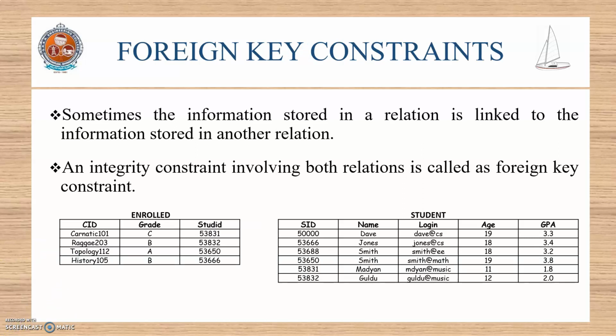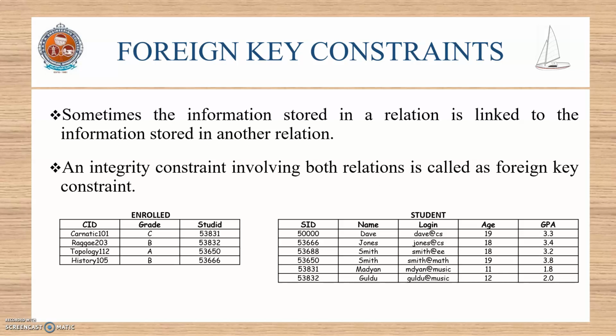Foreign key constraints. Sometimes the information stored in a relation is linked to the information stored in another relation. If one of the relations is modified, the other must be checked and perhaps modified to keep the data consistent. An integrity constraint involving both relations is called a foreign key constraint. Consider the students relation.